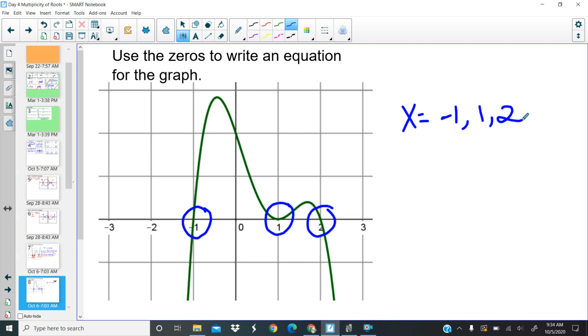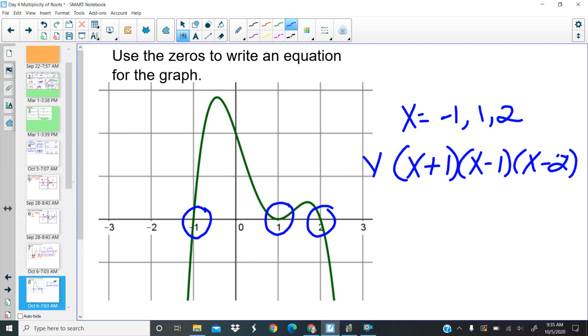So then I'm going to use that to write my factors. So x minus -1 is just going to be x plus 1, x minus 1, and then x minus 2. So that's just our x minus each of these zeros. And the only other thing we need to do is go through and put our exponents on there. So at -1, it just crosses straight through the graph, so our multiplicity is going to be 1, and we don't have to put an exponent on there because it would just be a 1.